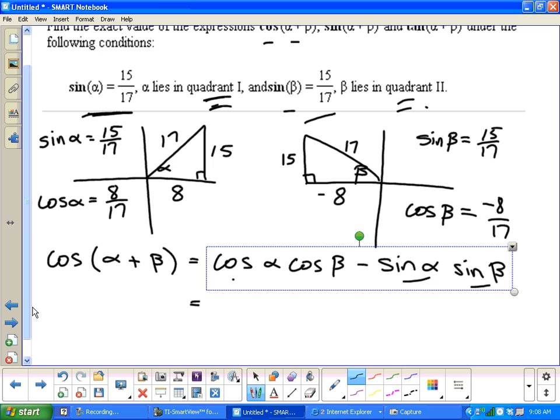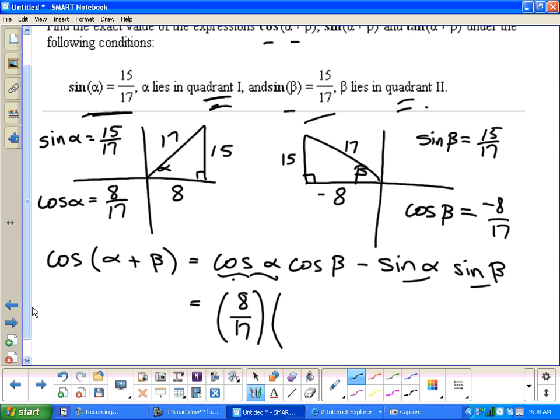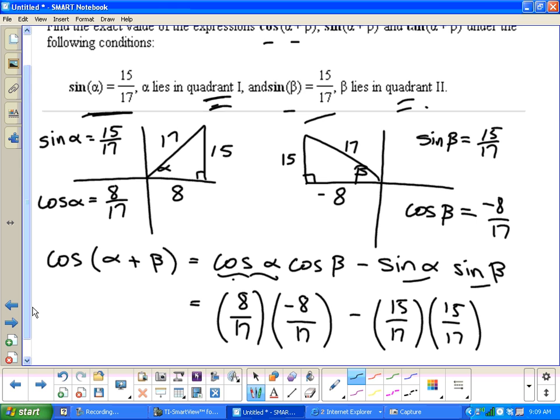So what's cosine of alpha? 8 over 17. Cosine of beta is negative 8 over 17, minus the sine of alpha, which was 15 over 17, and then the sine of beta was also 15 over 17. It's kind of rare that they actually work out to be the same like this.